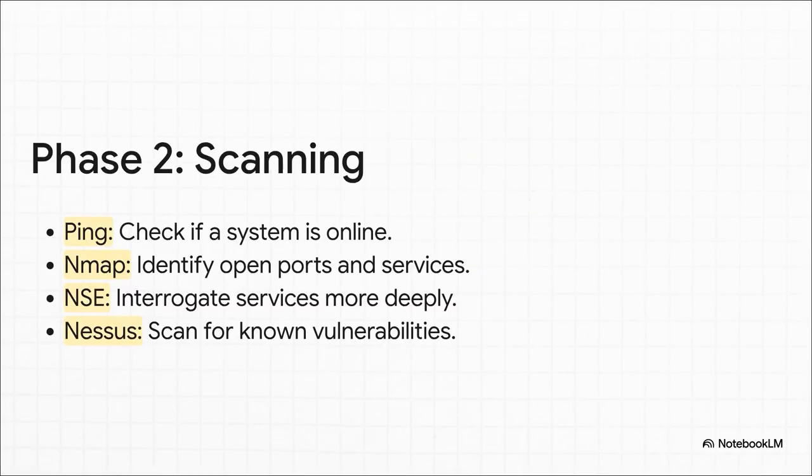All right, Phase 2 is scanning. Now you take all that info you gathered and you start getting technical. You might start with something simple like a ping, just to see if the lights are on. Then you fire up a tool like Nmap to find all the open doors and windows. We call them ports. And from there, you can use something like Nessus to check if any of those open doors have a known faulty lock.